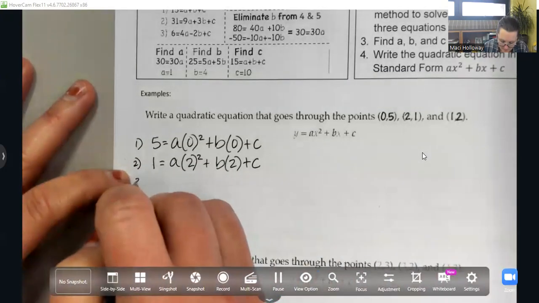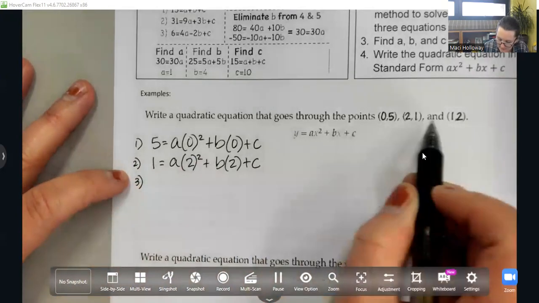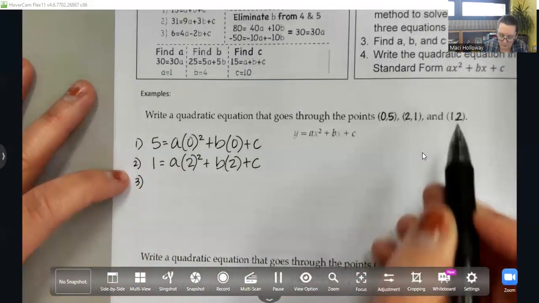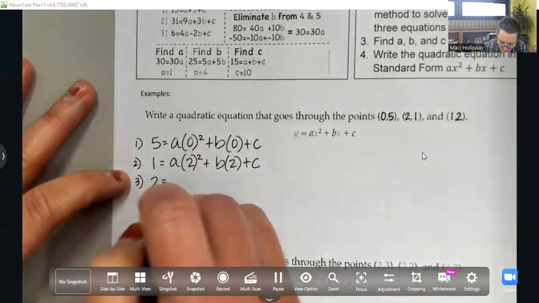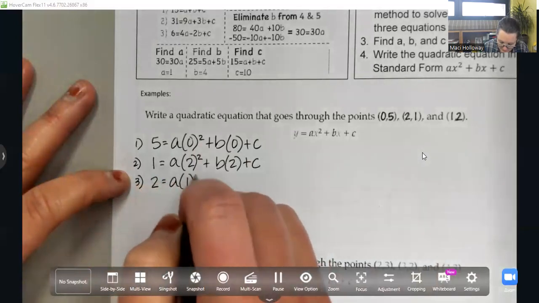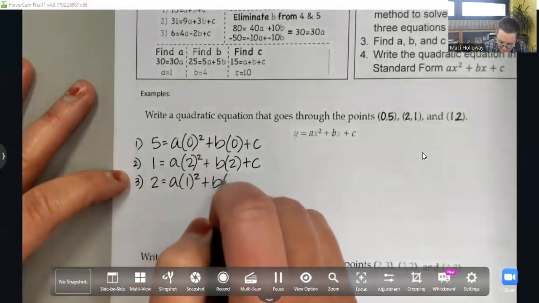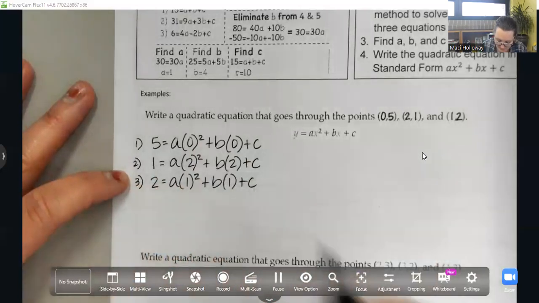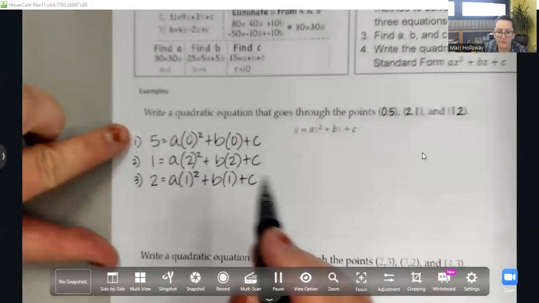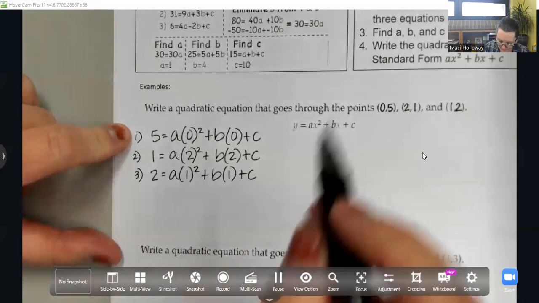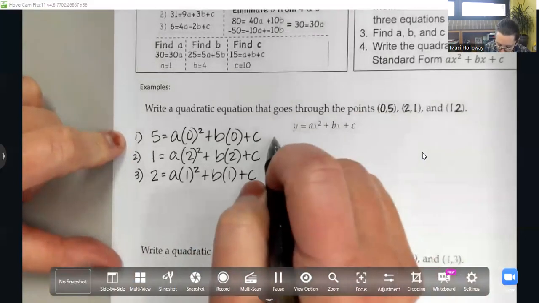Now I'm going to write my third equation. So instead of x and y, I'm going to put 1 and 2. So I'll say 2 equals a times 1 squared plus b times 1 plus c. Now I'm going to simplify these and bring them over.